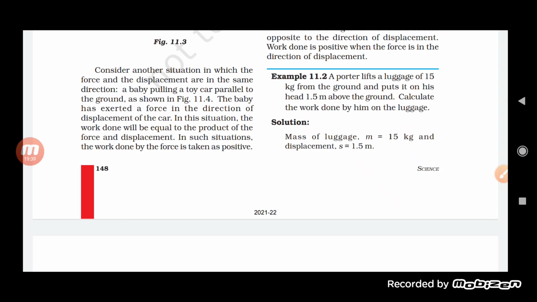Now by this we can also say one thing, that work done can be divided into three different types: the positive work done, the negative work done, or the zero work done.